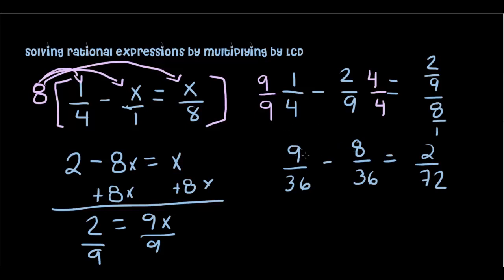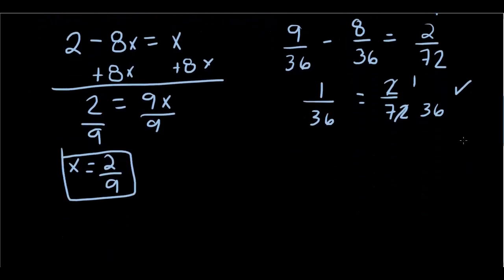Then we go back to this one. 9 minus 8 is 1 over 36 equals 2 over 72. But I can simplify 2 over 72 and it becomes 1 over 36. 1 over 36 equals 1 over 36. So that means that this one is indeed a solution.